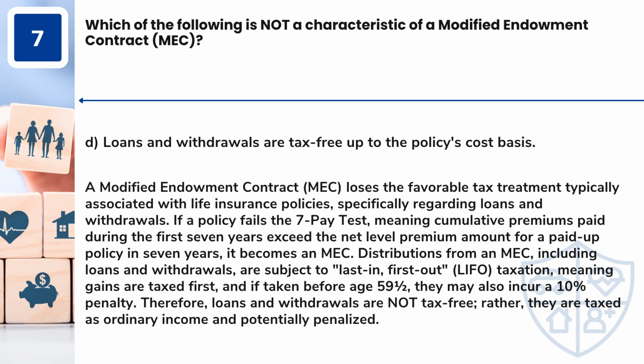Distributions from an MEC, including loans and withdrawals, are subject to last-in, first-out, LIFO, taxation, meaning gains are taxed first, and if taken before age 59.5, they may also incur a 10% penalty. Therefore, loans and withdrawals are not tax-free, rather, they are taxed as ordinary income and potentially penalized.